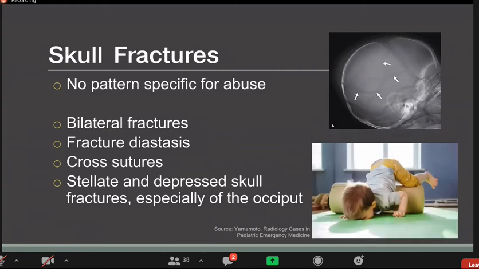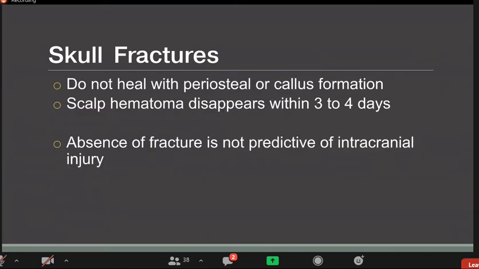We can see this in accidental trauma. Usually they hit the more frontal regions, so occipital fractures are more suspicious for abuse. Skull fractures are similar to classic metaphyseal lesions. They don't heal with periosteal or callus formation. And then the scalp hematoma also disappears within 3 to 4 days. So if we see these patients later after they sustain the fracture, we may miss the fracture on radiographs.